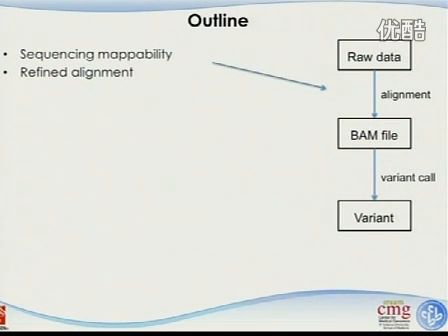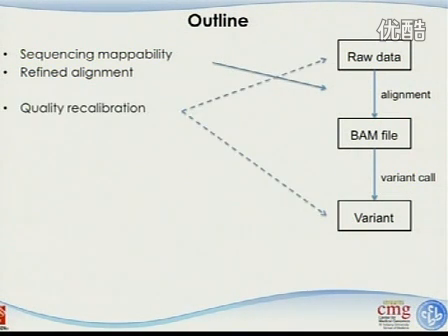The first one is the sequencing mappability issue, and this is a very important issue that we all need to consider. Our human genome is so repetitive that there are a lot of regions that we sequence that can be mapped to multiple regions, and you don't really want to trust those parts of the signal. Also, we are going to spend a lot of effort talking about the realignment algorithm. Refined alignment is very important. I can show you an example of that.